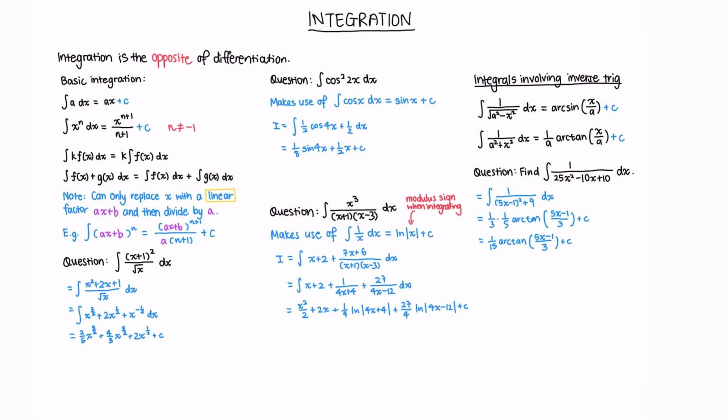Here's the summary sheet for all the basic integration techniques. So first of all, when we want to use reverse chain rule, we are replacing all the x's over here with ax plus b. And remember, this can only be a linear factor. It cannot be something like x squared plus 1. And then after that, we divide by a. For some questions, algebraic manipulation may suffice. And for questions such as these and these, you may have to use trig identities or partial fractions.